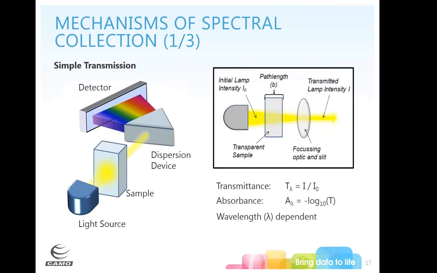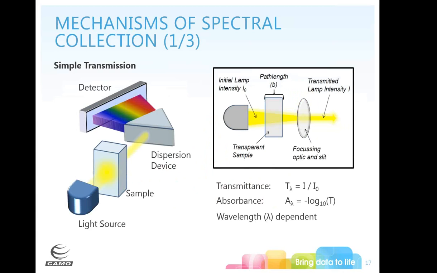So there's different types of ways that we can collect spectral data. We can do a simple transmission. You have your light source, it goes through your sample, it disperses out onto a detector, and so we get a transmittance.